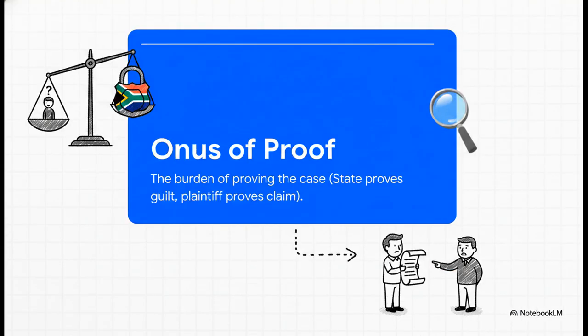So the absolutely crucial point is this final term, the onus of proof. This simply means the burden of proving the case. Who actually has to do the heavy lifting to prove things? Well, that onus shifts depending on where we are on our roadmap. In criminal matters, the state carries the burden. They must prove guilt. The accused doesn't actually have to prove their innocence at all. In civil matters, the person doing the suing, the plaintiff, carries the onus to prove their claim.